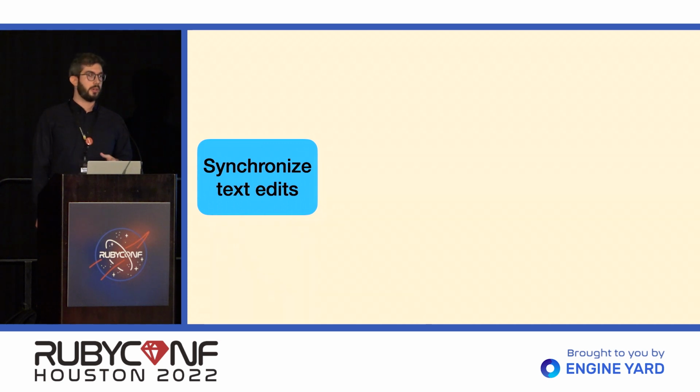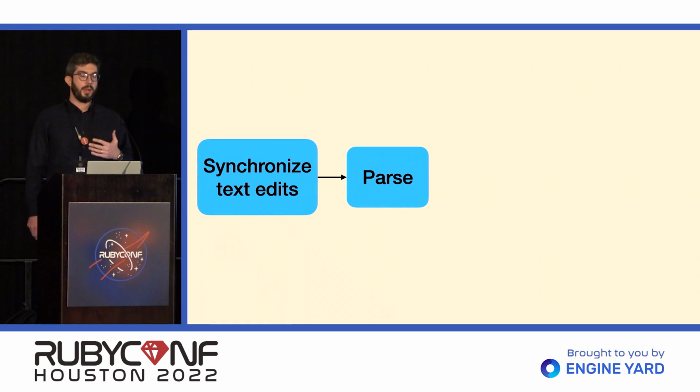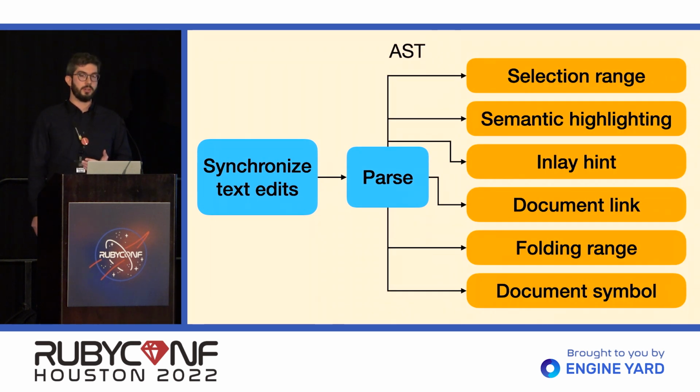While you're typing, we are synchronizing your text edits from the editor into the server. And once you stop, like once the debounce runs off on your typing, then we parse that file and pass along the AST to every single non-positional request. And they're all implemented with visitors. So basically, they all subclass the visitor parent class, and they just override the node-specific visits for whatever they're interested in. So they're all very similar in their implementation.